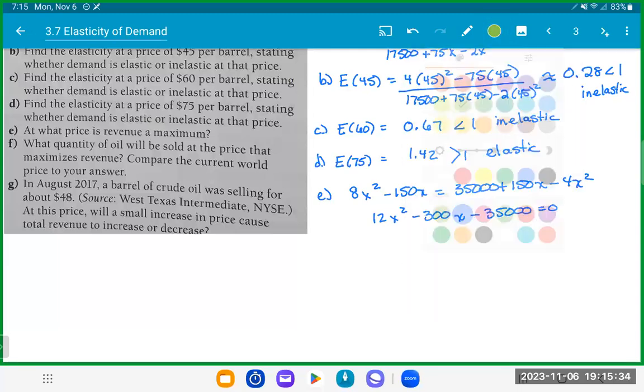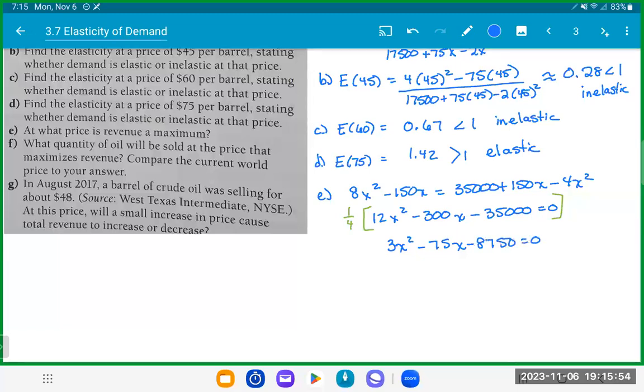We can reduce this, right? We can multiply all of this by 1/4. And in doing so, it's the same as dividing everything by 4. But that reduces us here to 3x squared minus 75x minus 8750 equal to 0. So it makes it a little easier for us to do, because it gives us smaller numbers, right? Because you will need to use your quadratic formula here to solve this.